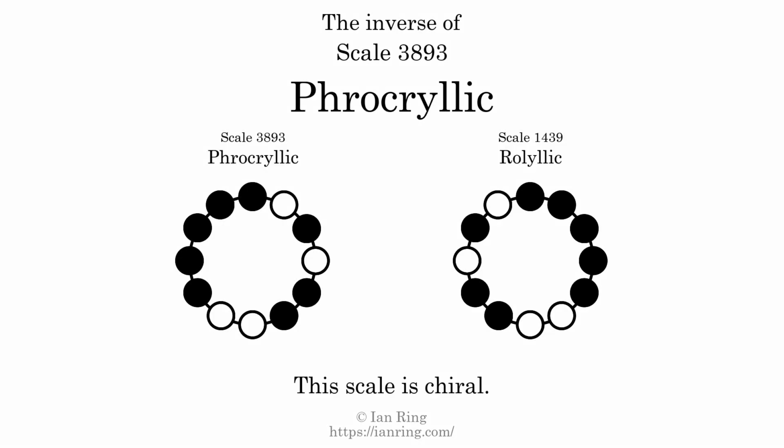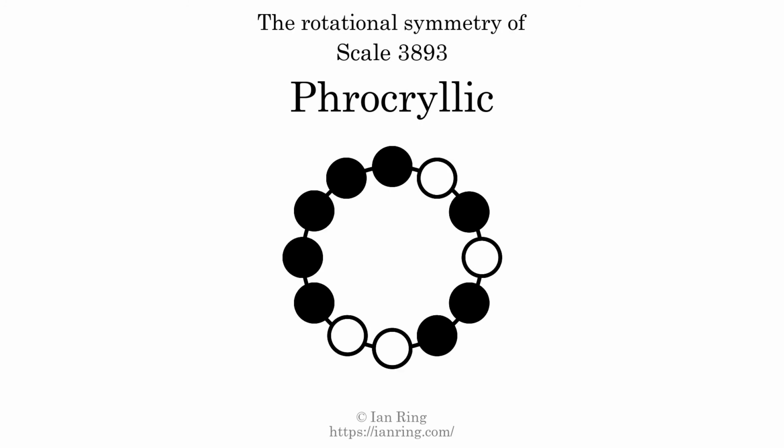The inverse of a scale is a mirror image. It is what you get when the sequence of intervals is reversed. The inverse of this scale is scale 1439, also known as Phrocryllic. This scale is chiral. It cannot transform into its inverse by rotational transformation. This scale has no rotational symmetry.